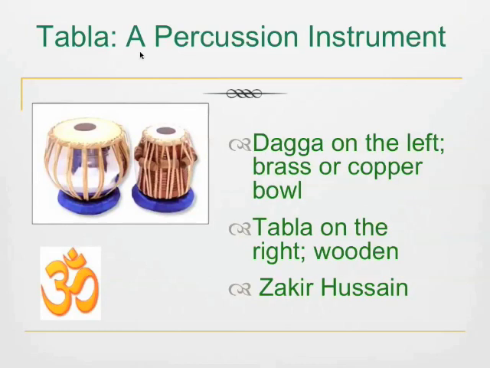Another instrument we're going to be studying, a percussion instrument, is known as the tabla. The daga on the left is made of a brass or copper bowl. It's the larger one. And on the right is the tabla, which is wooden. And they have these dowels that you can slide and change the tension of the heads. Another artist famous for these instruments is Zakir Hussain.